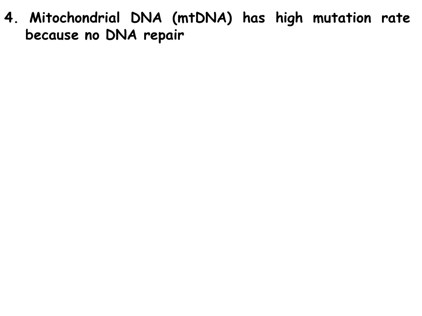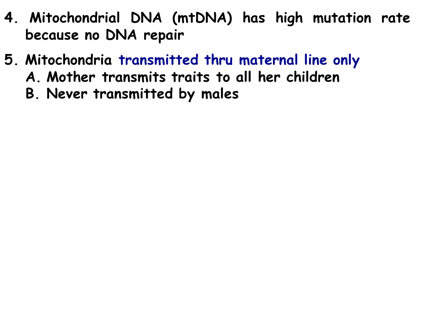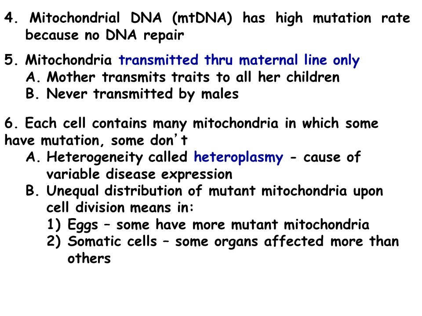Now, it turns out that mitochondrial DNA has a very high mutation rate because within the mitochondria there are no DNA repair mechanisms. The other reason that it is easy to figure out the inheritance is that mitochondria are transmitted only through the maternal line. So the mother transmits the traits to all of her children, male and female. Nothing is ever transmitted by the males.